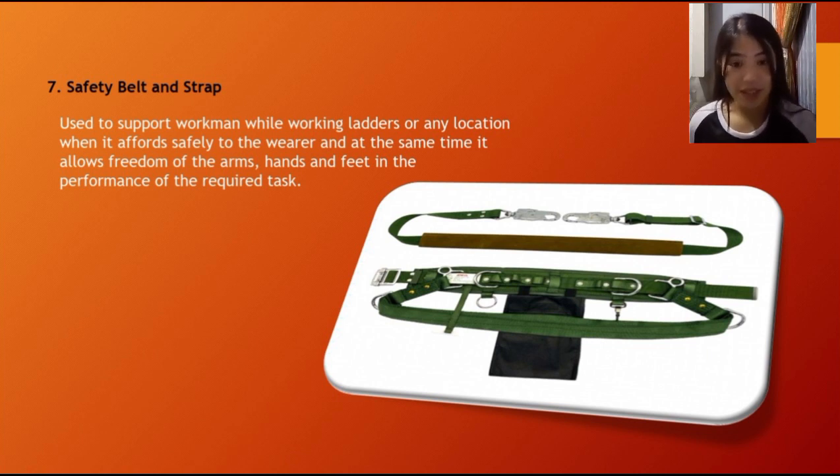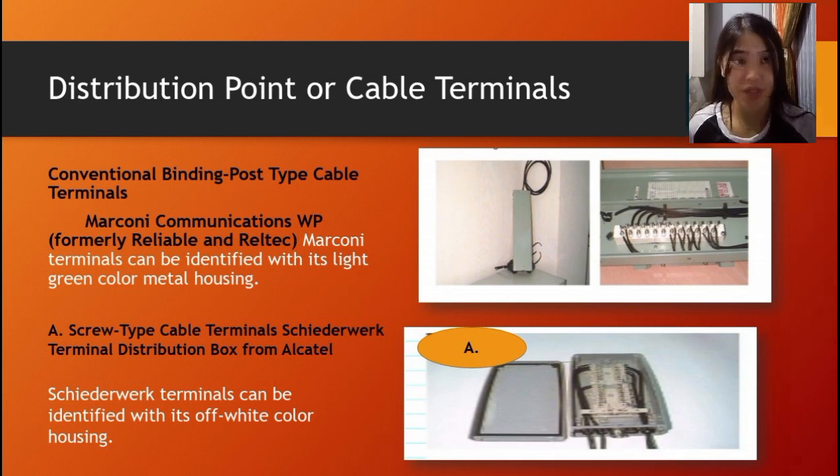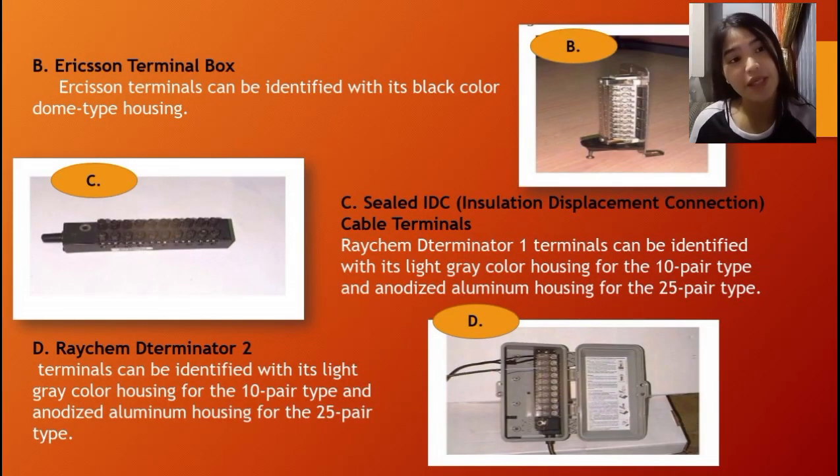So the next is distribution point or cable terminals. Conventional binding post type cable terminals can be identified with their light green color metal housing. So next is screw type cable terminals. Chatterwork terminals can be identified with their off-white color housing. Ericsson terminals can be identified with their black color dome type housing.